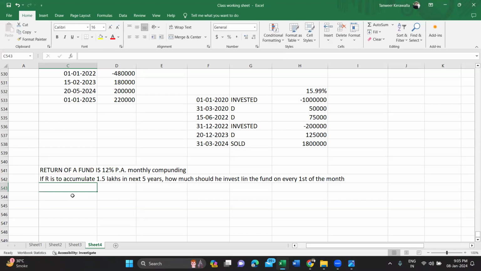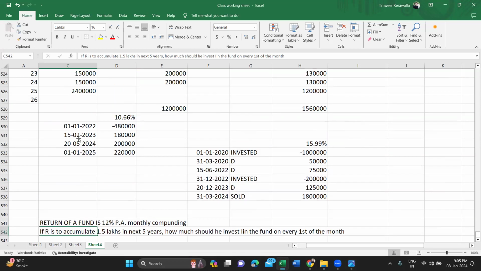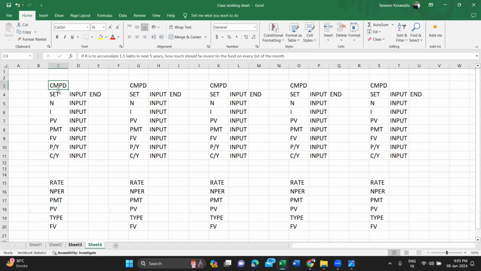I know it's a slightly repeat type of question, but we are going towards that. So let me do one or two sums just to remind you of what we had done earlier. The return is monthly compounding. We have to accumulate 1.5 lakhs in the next 5 years. That means your future value is 1.5 lakhs. That's your target. You want this much money. So how much should you invest every month, on the first of every month? So it's begin mode. First of every month means it's in begin mode. So if I just copy what we used to use, the same thing.